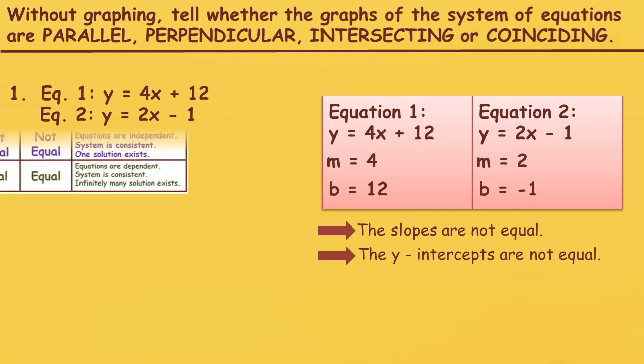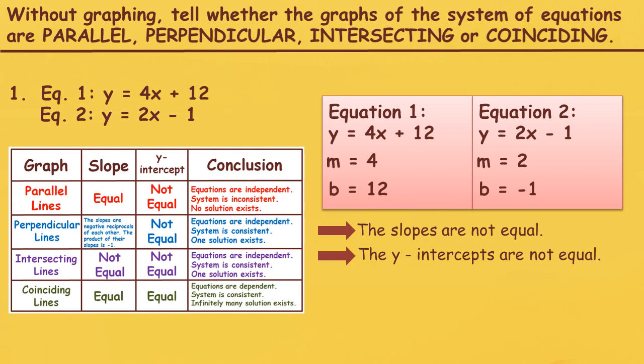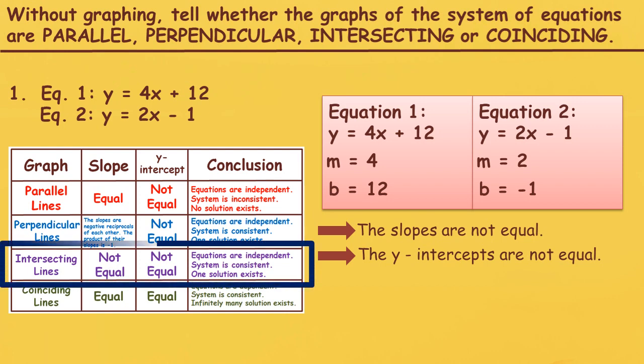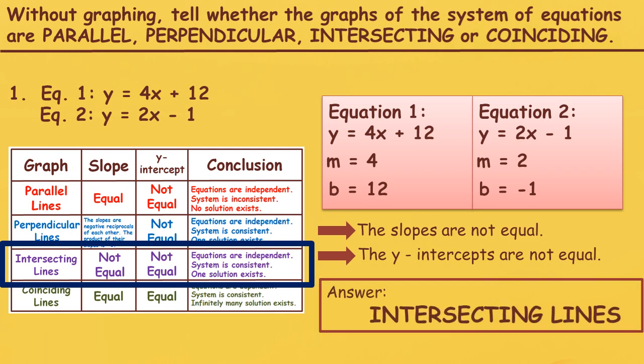So, ano kayang klaseng lines yan? Okay, so balikan natin yung kanina. The slopes are not equal. The y-intercepts are not equal. Alin kaya dyan? So, ayun. So, kung ang slope ng dalawang lines ay not equal at ang y-intercept ay hindi ring magkaparehas, therefore, that is intersecting lines. So, just remember this part kasi dito sa summary natin, makikita na natin, base lang sa slope at saka sa y-intercept, kaya na natin ma-identify kung yan ba ay parallel, perpendicular, intersecting, or coinciding.